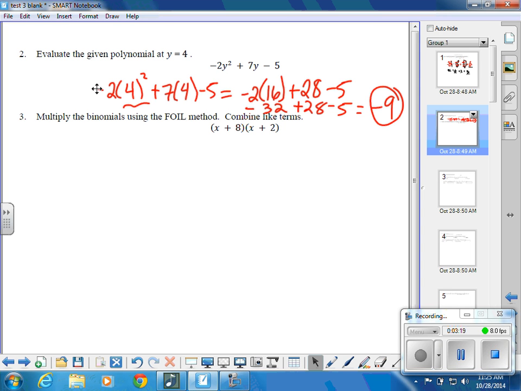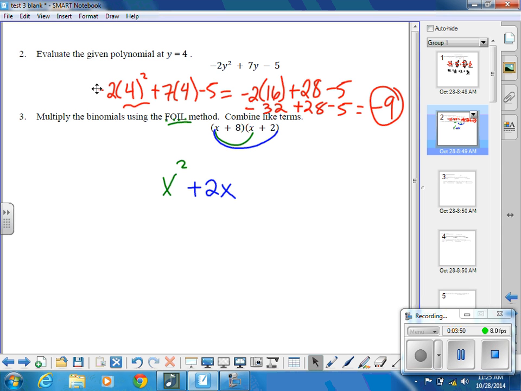The next one is asking us to multiply the binomials using FOIL. Now, I'm sure your teacher has really driven home FOIL with the class. FOIL stands for first, outer, inner, last. So if you look here, these two are the first. I multiply them first, and I get x squared. Then I have my outers. If you look at this, your x and your 2 are your outers. They're on the edges. So 2 times x is plus 2x.